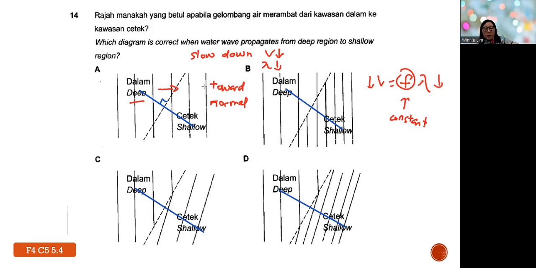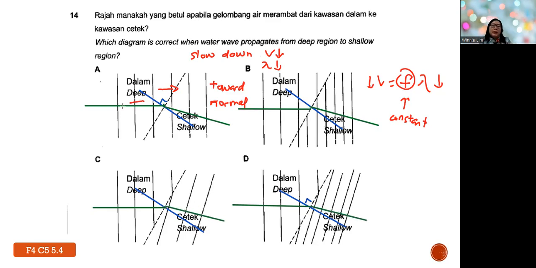Next step: the wave front and the direction of propagation of the wave are supposed to be perpendicular. This is the incident wave. What happens to this wave when it touches the surface? Will it bend towards the normal line or away? Going to the shallow region, it will bend towards the normal line, so also towards the normal line.